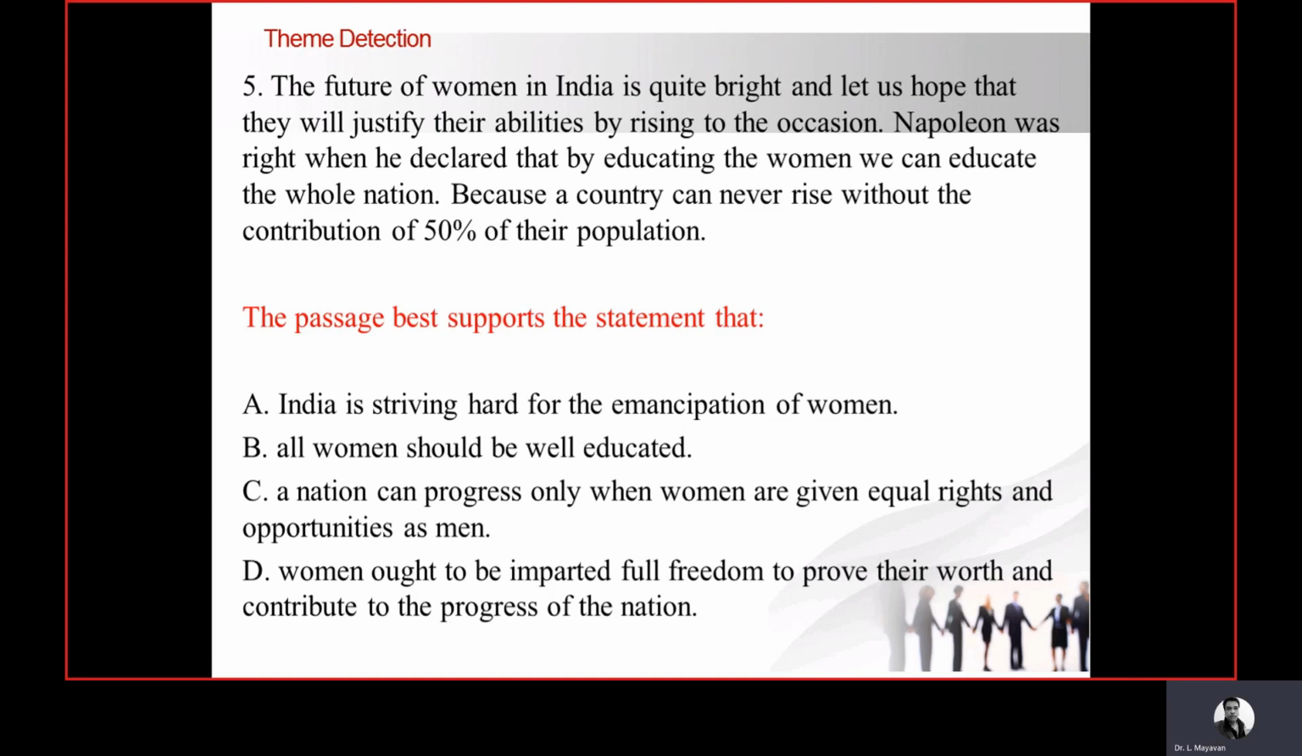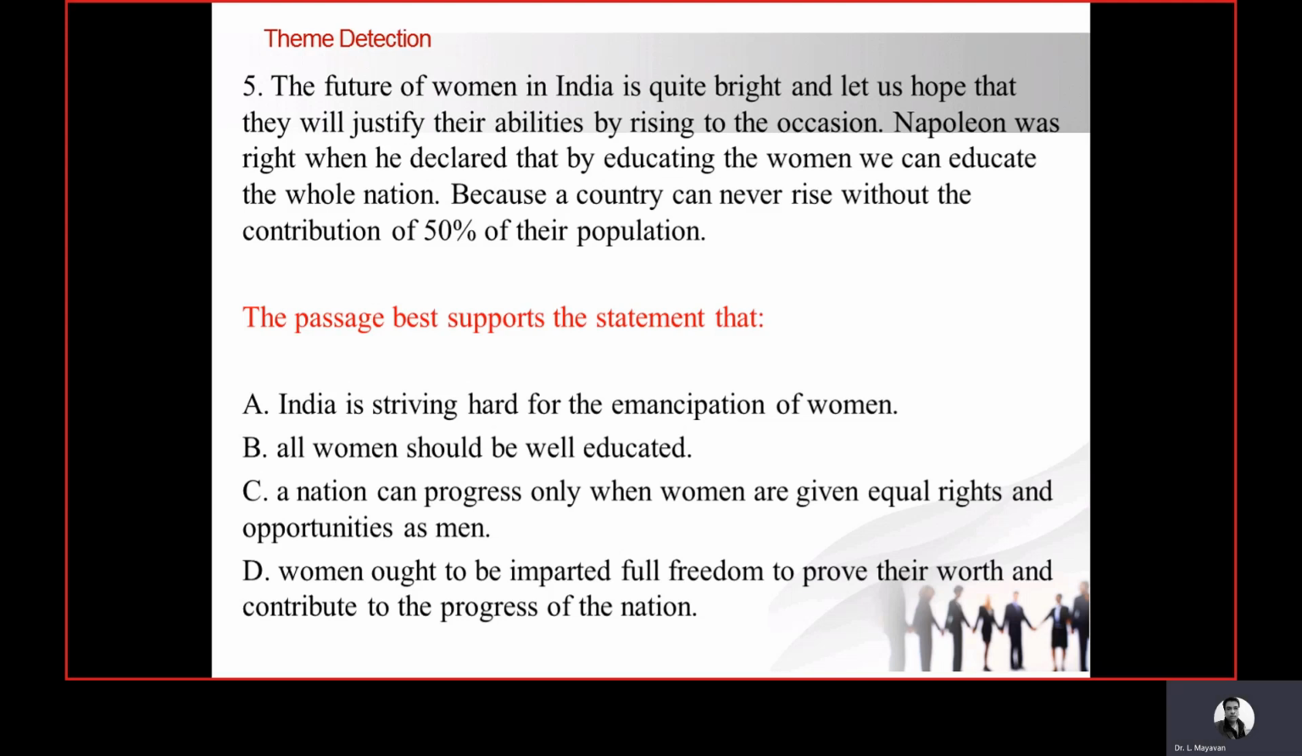Now let's read the passage. The future of women in India is quite bright, and let us hope that they will justify their abilities by rising to the occasion. Napoleon was right when he declared that by educating the women, we can educate the whole nation, because a country can never rise without the contribution of 50% of its population.